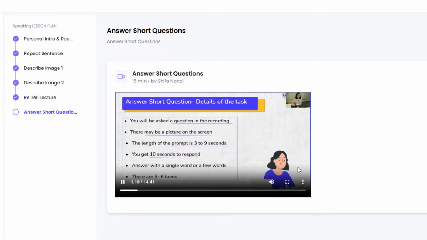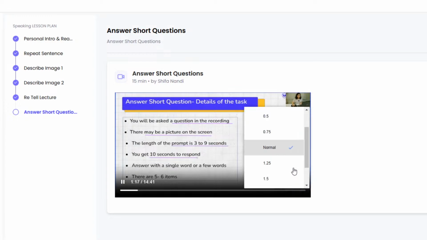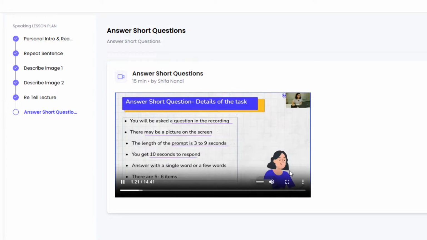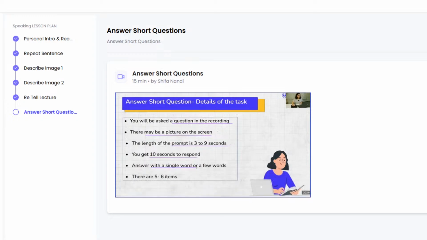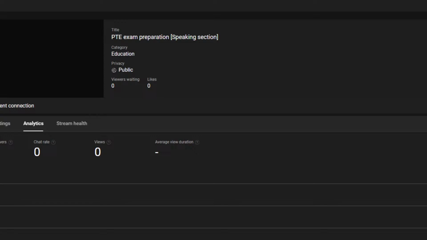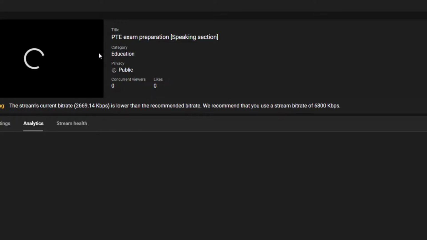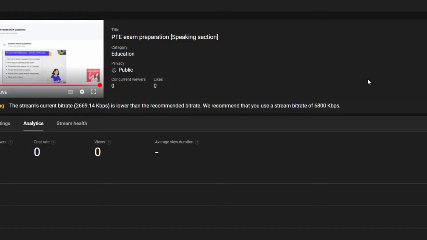You get 10 seconds to respond, which means that you cannot afford to waste your time. You have to be very quick when you respond to the question. And usually, just a single word or a few words are enough in order to answer the question. You don't need to construct grammatically correct sentences to answer this one. And there are 5 to 6 items in this question type.